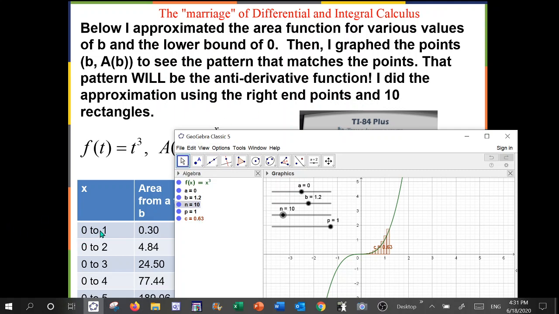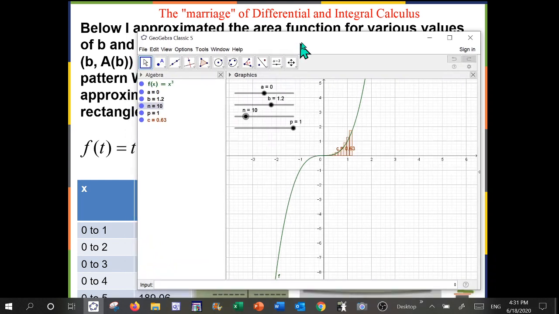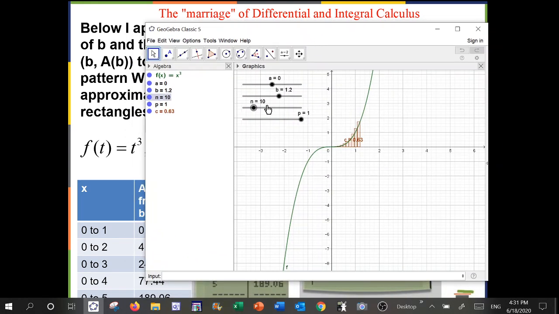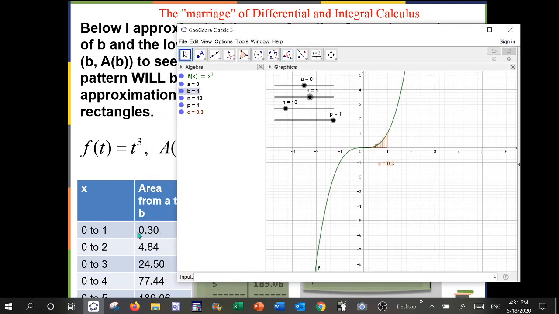1, from 0 to 2, from 0 to 3, from 0 to 4, and so forth, right? So what I'm going to do is make B 1 right there. So this number right here is the area under the curve when I go from 0 to 1. So this area is approximately 0.3.